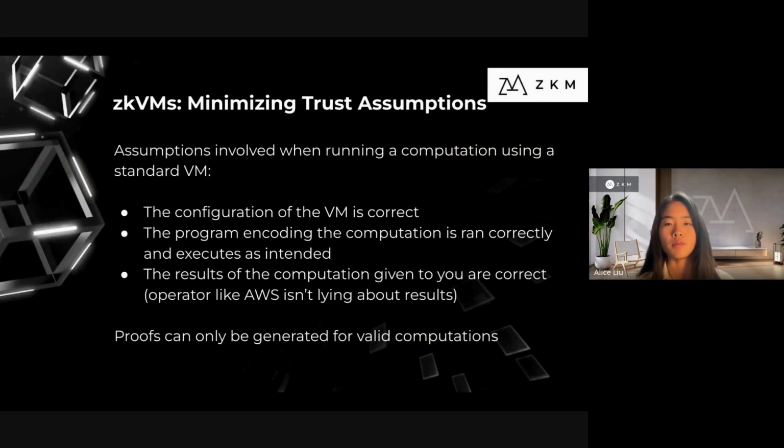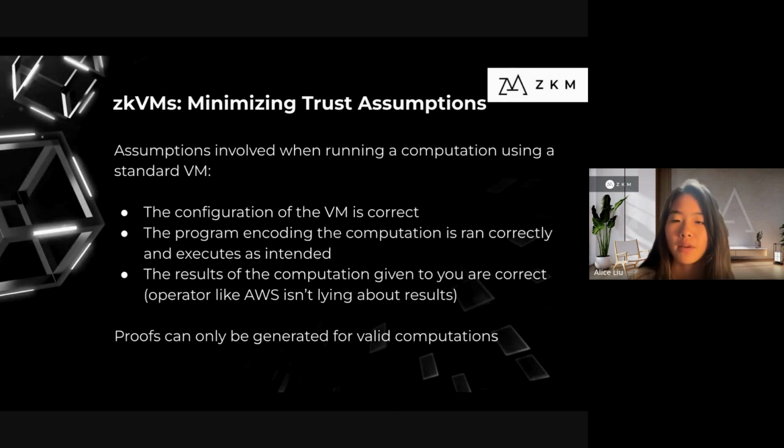ZK VMs also minimize trust assumptions. So when you're using a standard VM or anything non-ZK related, there are some assumptions that are involved when you're running this computation. You need to assume that the configuration of the VM is correct, the program that encodes the computation is run correctly, and also the results of that computation that were given to you are correct. So for example, if you are relying on some operator like AWS, you need to trust them and believe that they aren't lying about the results that they give you. So there are a few trust assumptions that you need to use today if you are, say, running some kind of computation on a standard VM.